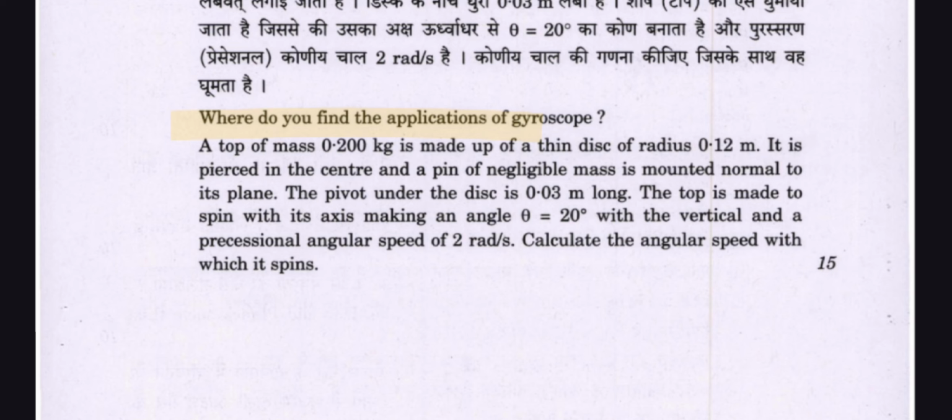So the top of mass 0.200 kg is made of a thin disc of radius 0.12 meter. It is pivoted at the center and a pin of negligible mass is mounted normal to its plane. The pivot under the disc is 0.03 meter long. The top is made to spin with its axis making an angle theta equal to 20 degrees with the vertical and precessional angular speed of 2 radian per second. Calculate the angular speed with which it spins.